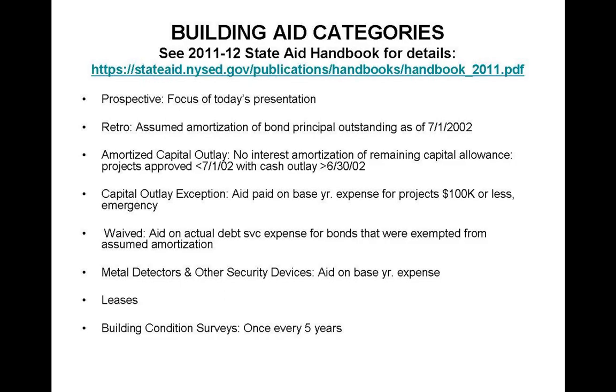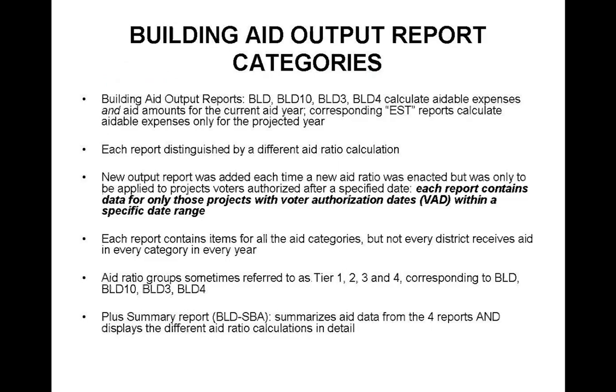Just an overview of the structure of the output reports. Again, we're not sure what the level of experience is in our audience, and we do know that if you're not terribly experienced or haven't looked at them much, they can be quite overwhelming. We have 4 sets of output reports: Build 10, Build 3, and Build 4. They calculate aidable expenses and aid amounts for the current aid year, and each one of those 4 has a corresponding EST report, standing for estimate, which calculates aidable expenses only for the projected year.